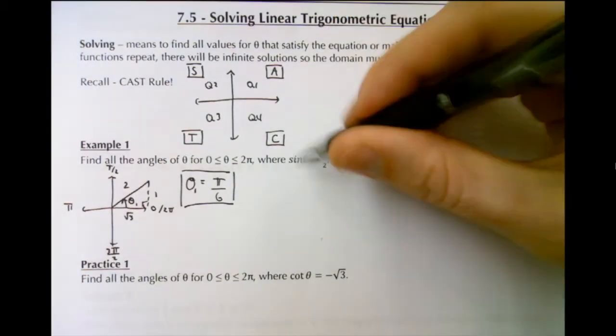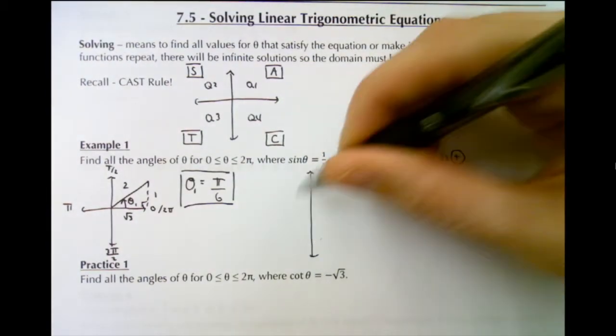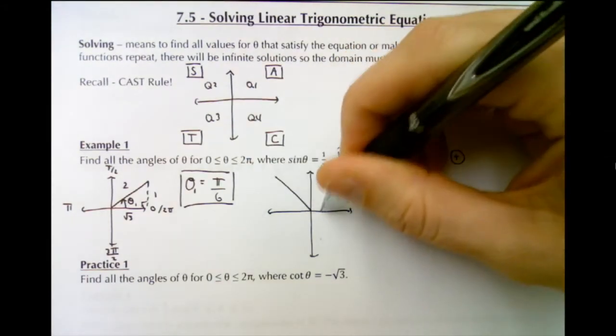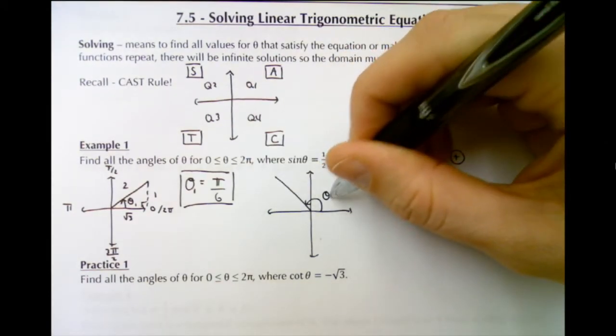Quadrant 2 answer. So sketch again. We've got an answer in quadrant 2. This time it would be our second theta value, so I'm going to call it theta 2.